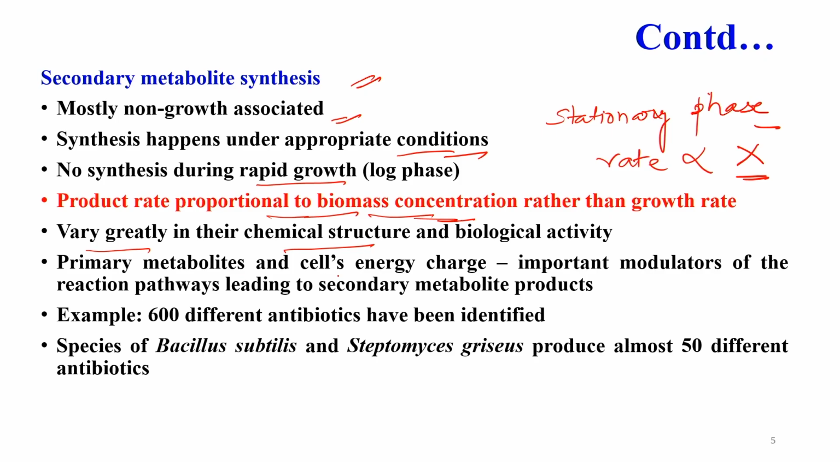Primary metabolites and the cell's energy charge are important modulators of reaction pathways leading to secondary metabolite products. If you take the example of antibiotics, more than 600 antibiotics have been identified, and particularly Bacillus subtilis and Streptomyces griseus produce almost 50 different antibiotics.